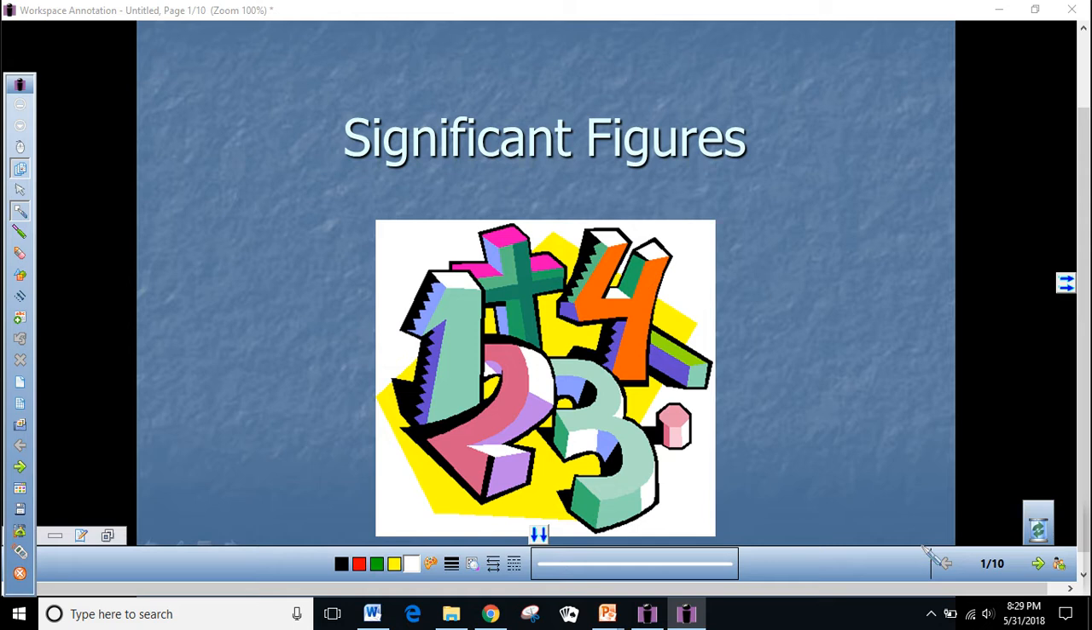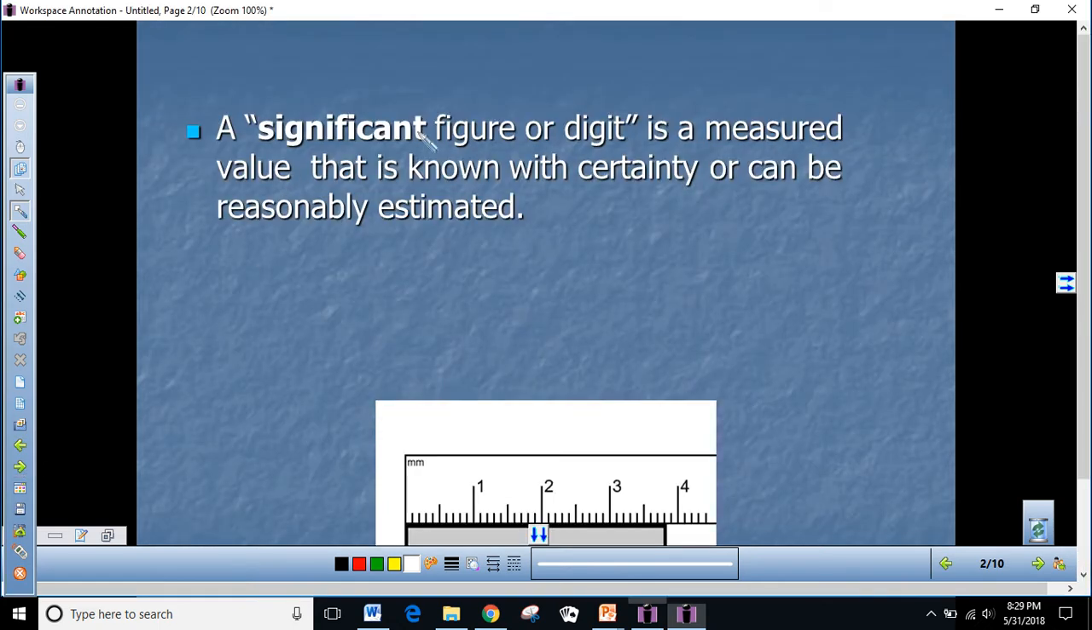In science we use all kinds of different machines and measuring tools, instruments I guess would be a better term, and significant figures help us with a degree of certainty. A significant figure or digit is a measured value that is known with certainty or can be reasonably estimated.